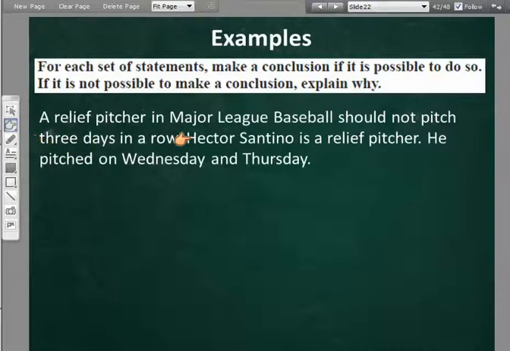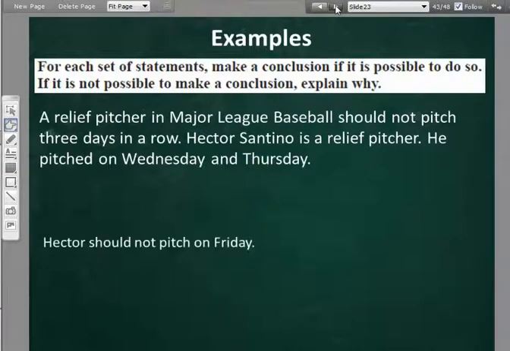So if I look at Hector, he pitched on Wednesday and Thursday, so that tells me he can't pitch on Friday. So that's my conclusion. He's not going to be able to pitch on Friday. Hector should not pitch on Friday. And it says if it's not possible, then explain why. So we don't need to do any explaining on this one.